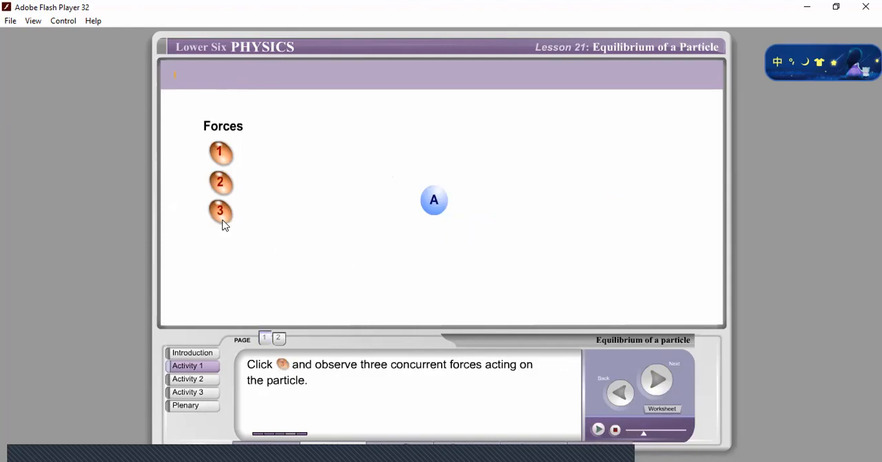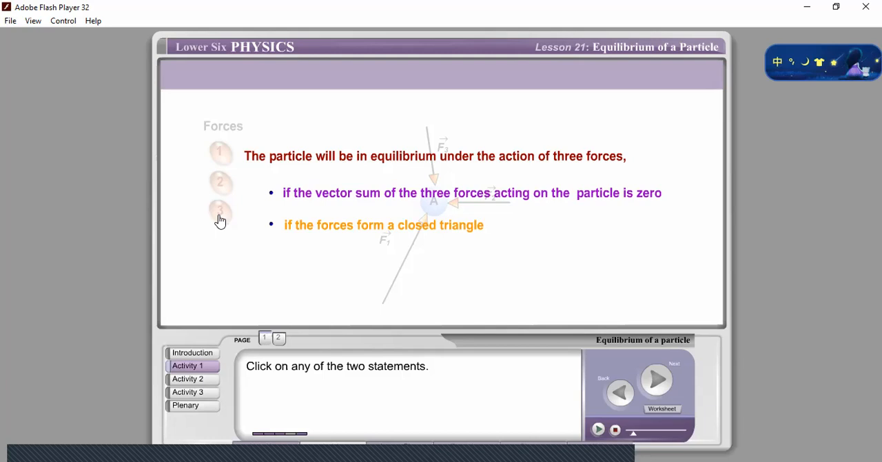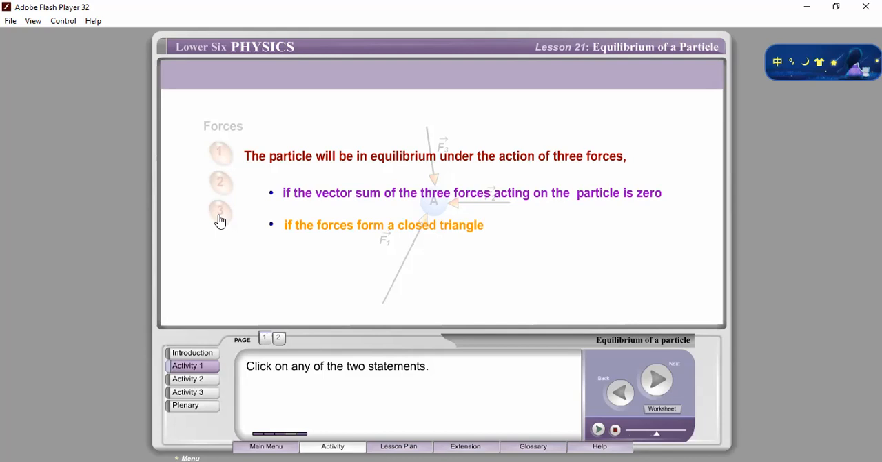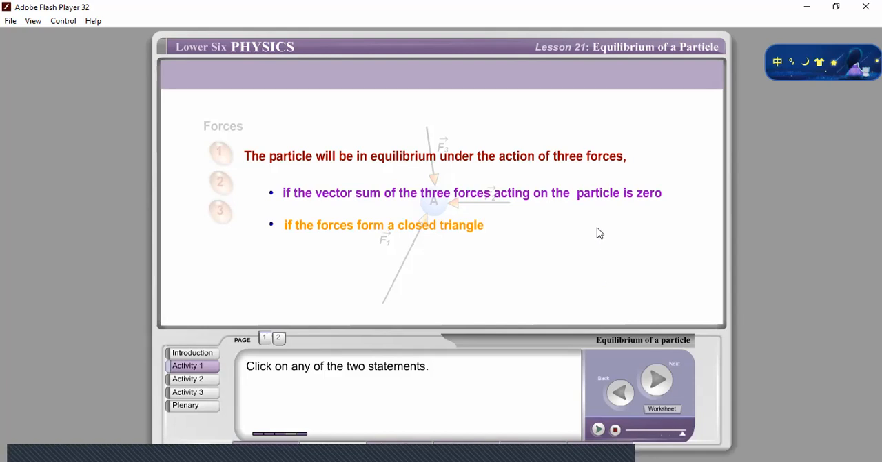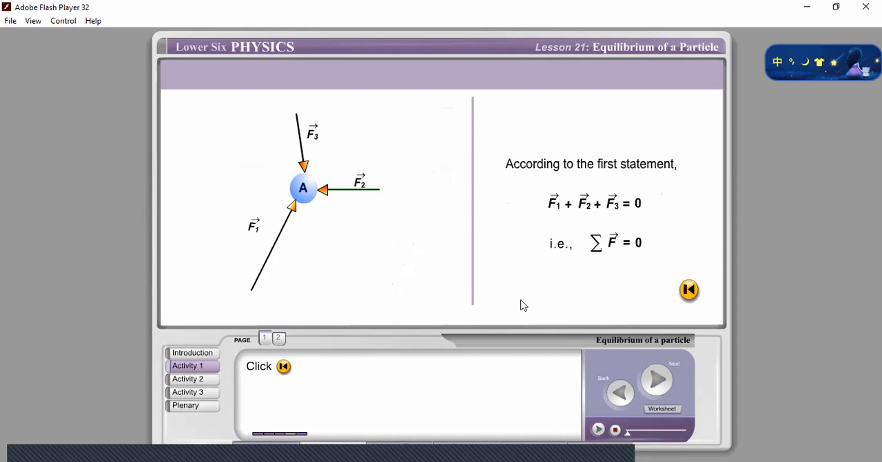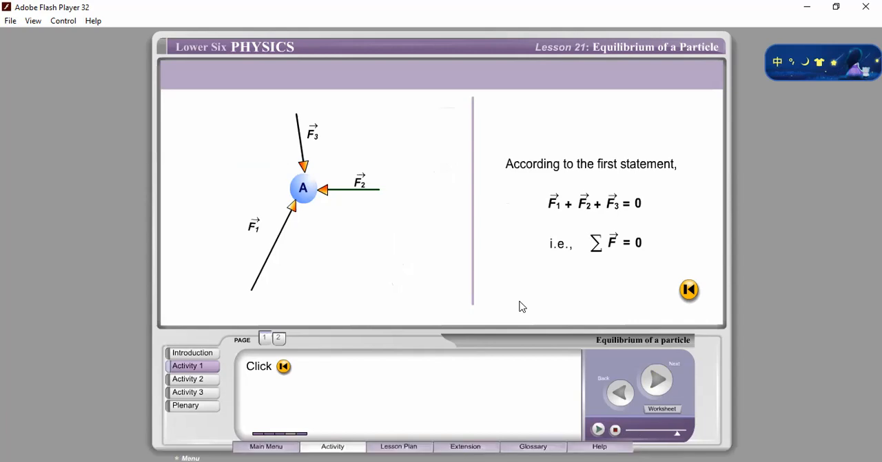Click 3 and observe three concurrent forces acting on the particle. The particle will be in equilibrium under the action of three forces if the vector sum of the three forces acting on the particle is 0, or if the forces form a closed triangle. Click on any of the two statements. According to the first statement, F1 plus F2 plus F3 equals 0. That is, summation of F equals 0. Click back.